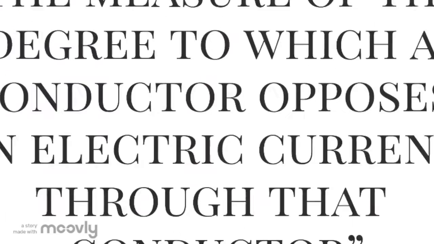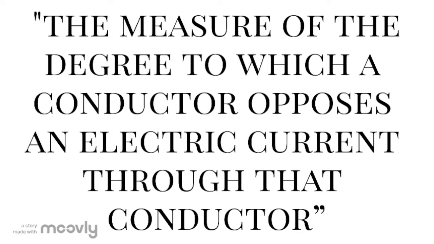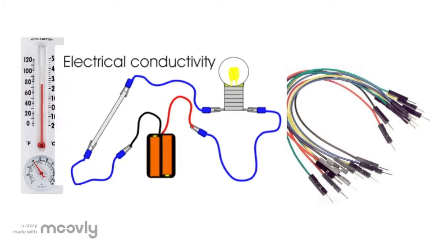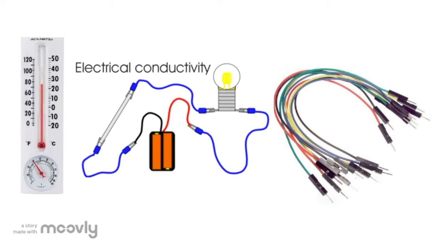Anyway, paired with the topic of current are the numerous factors that can affect the resistance of a substance. Resistance can be defined as the measure of the degree to which a conductor opposes an electric current through that conductor. The degree of resistance can increase or decrease depending on numerous factors, including the temperature of the environment, the length and thickness of wires, and the conductivity of the substance.